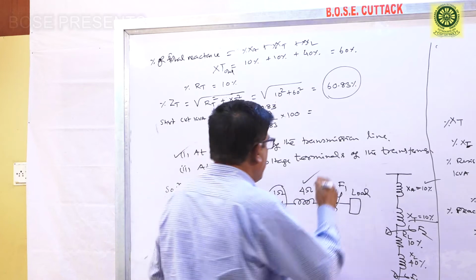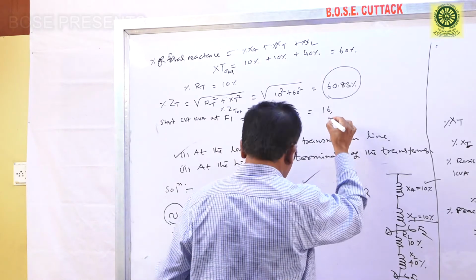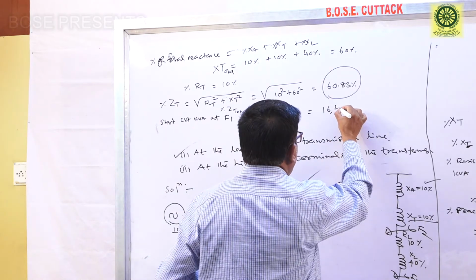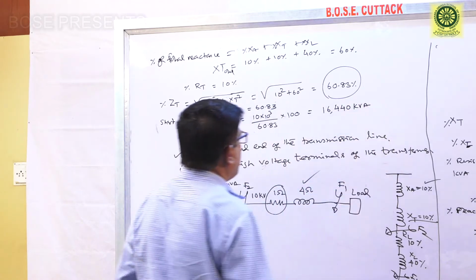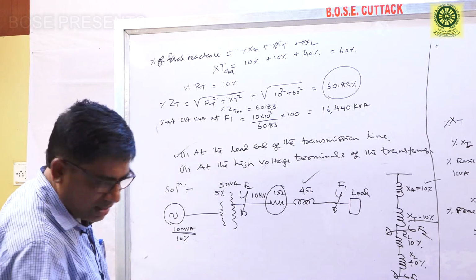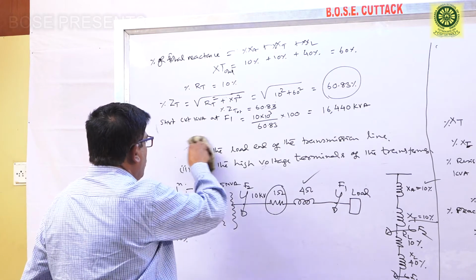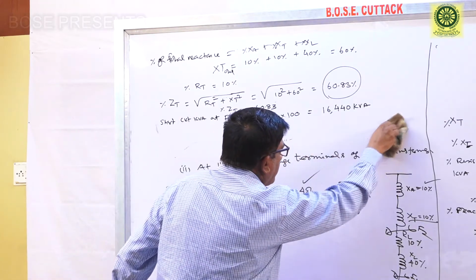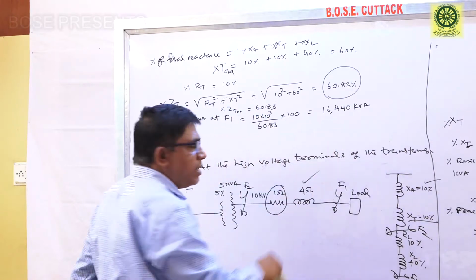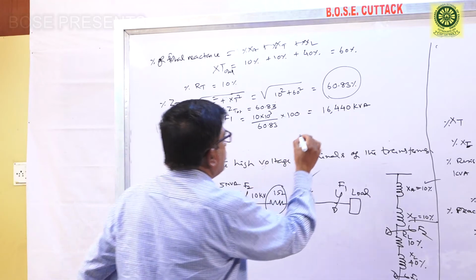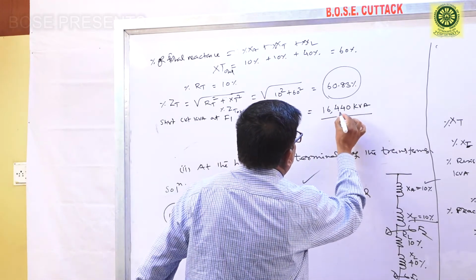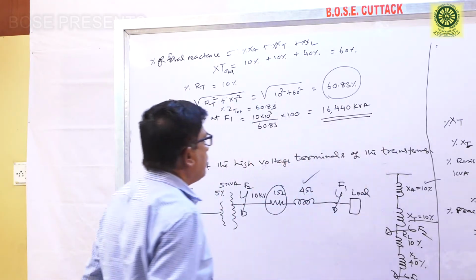So what is the value? Now you write down 16,440 kVA. So this is your first solution. So total short circuit KVA near load end is 16,400 kVA.